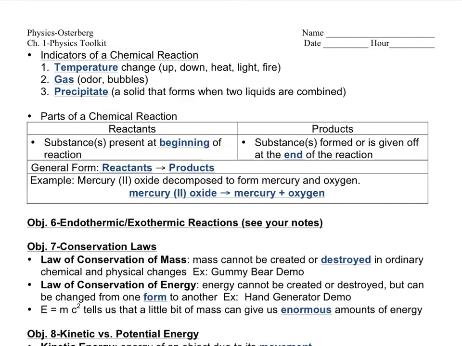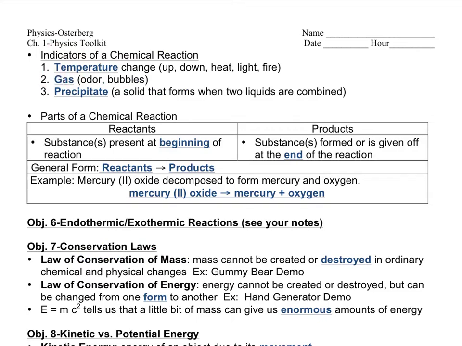Looking at chemical changes, there's a few other things to talk about. There are the indicators of chemical reaction. We'll be using these in a lab coming up pretty soon. If you see a temperature change at all, so if it goes up or down, if you see heat, light, or fire, those kind of things will indicate that there's a chemical reaction going on. So even an explosion, definitely a chemical reaction going on.